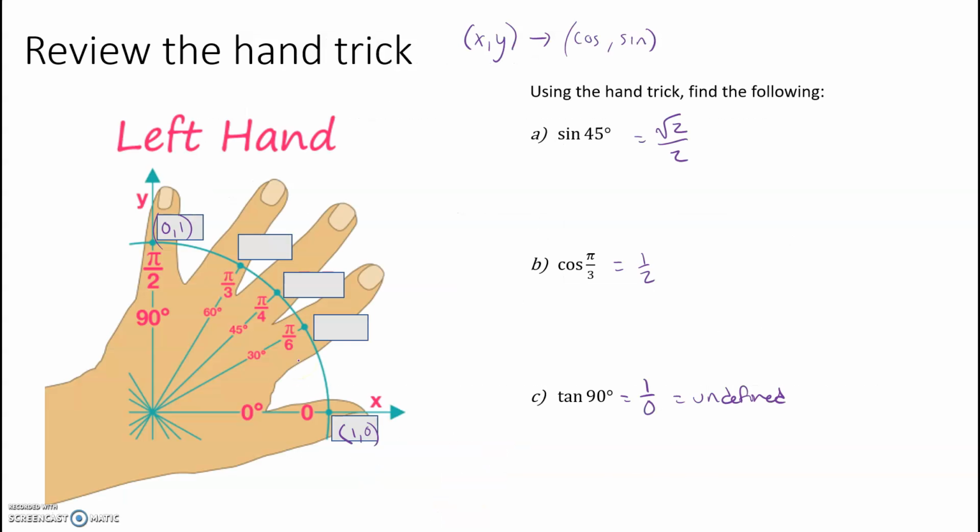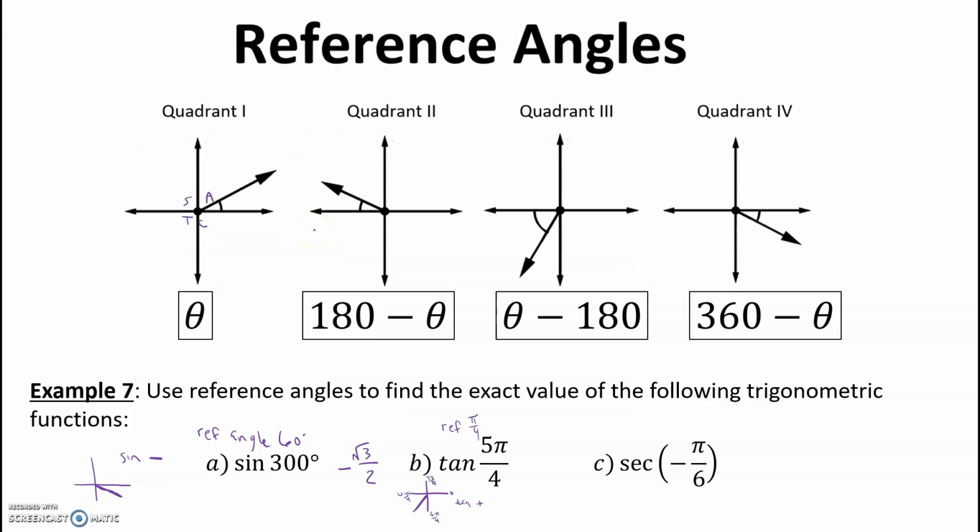And again, you come back to your hand trick. Pi over 4, hold down that middle finger, and what did we want? Ooh, tangent. So remember, tangent is sine over cosine. So we had root 2 over 2 over root 2 over 2. Keep change flip, and everything cancels here. You wind up getting 1. So you had to look at your hand trick to find sine and cosine and then divide them.